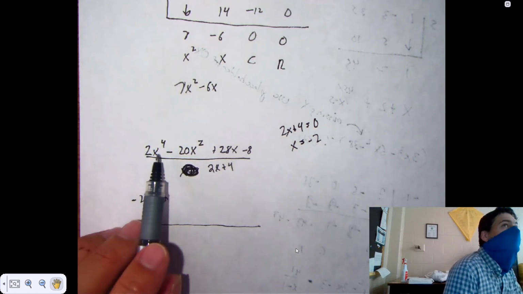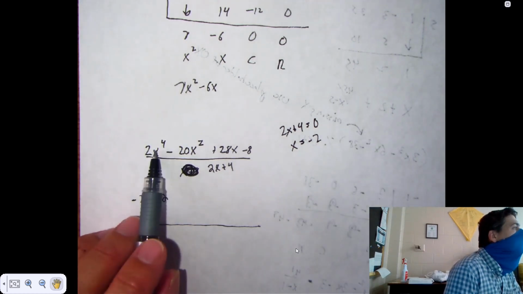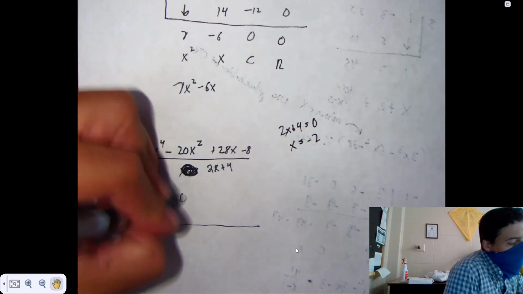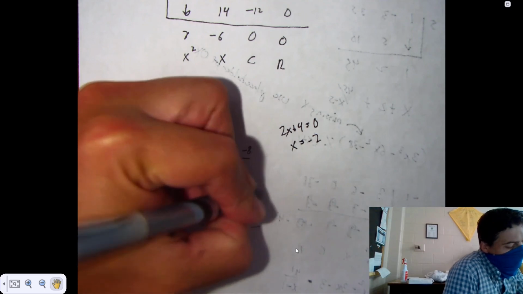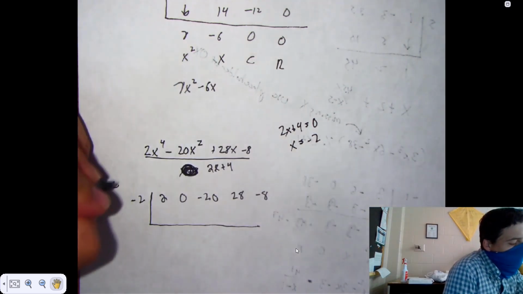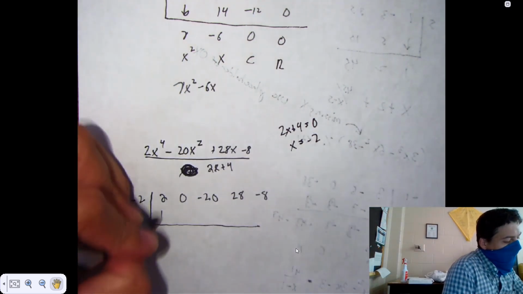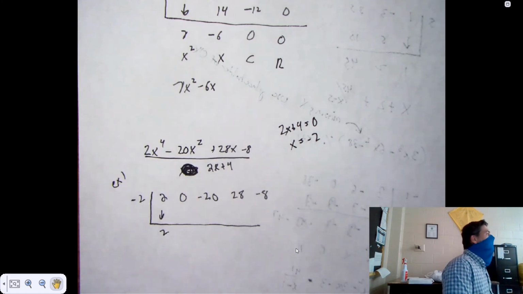It looks to me like there's a jump. Does anybody see a jump from x to the 4th to x squared? So I have to introduce the placeholder. Negative 20, 28, negative 8. This would be example 1 of doing it, and then you could just go through your steps here.